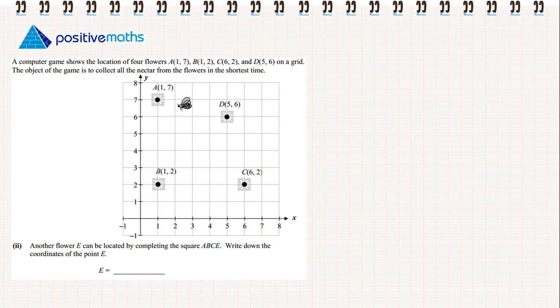Part 2. Another flower E can be located by completing the square ABCE. Write down the coordinates of the point E. So if we need to complete a square, let's start off at A and go down to B. We see that we move 1, 2, 3, 4, 5 spaces down. B to C is 5 spaces across, so therefore our point E is going to be located 5 points above C. So our point E is going to be located at the point (6, 7).